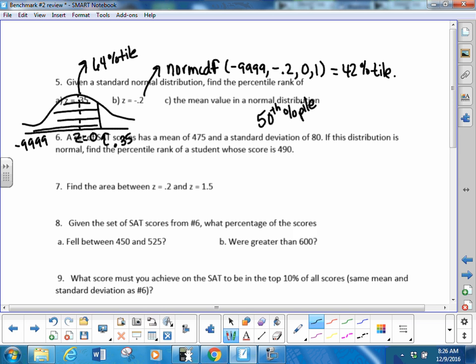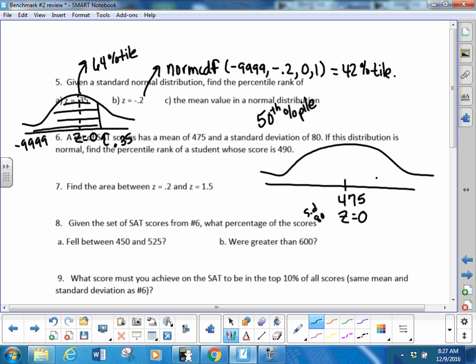6. A set of SAT scores has a mean of 475, a standard deviation of 80. If this distribution is approximately normal, find the percentile rank of a student whose score is 490. Okay, so let's see what that picture would look like. We've got a mean of 475, so that's obviously where z is 0. Standard deviation is 80. And we want to know the percentile rank if your score is a 490.